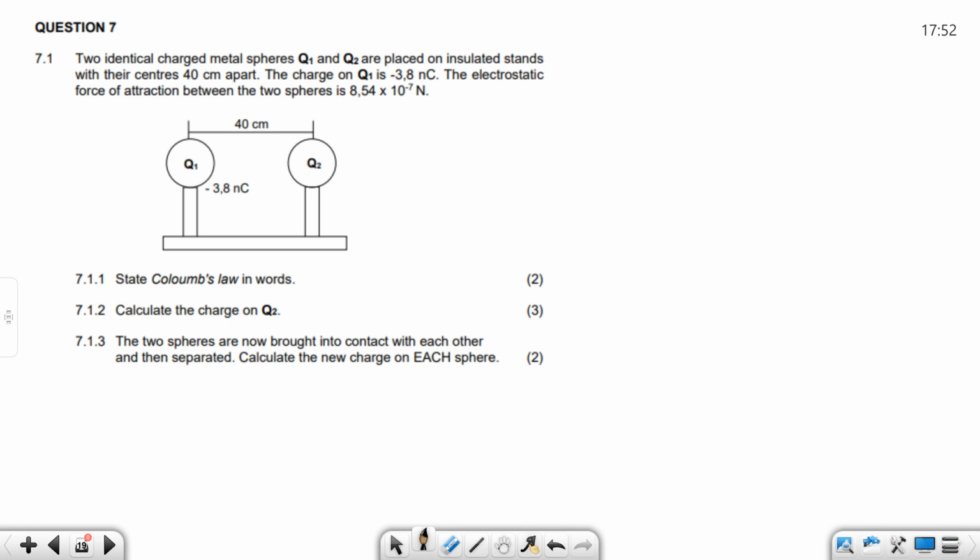Two charges are brought together. Calculate the new charge on each. See, I'm jumping because of time. Do I know my Q1? Let's see. Two identical spheres with charges Q1 and Q2 are placed on insulated stands. Okay.